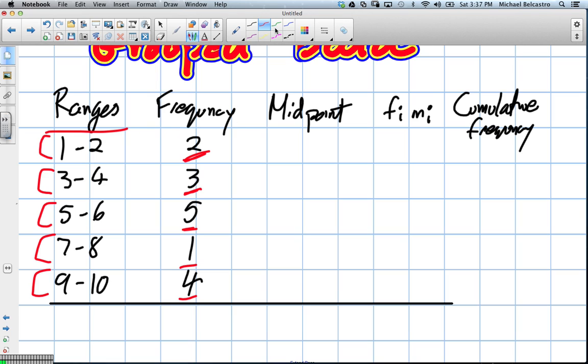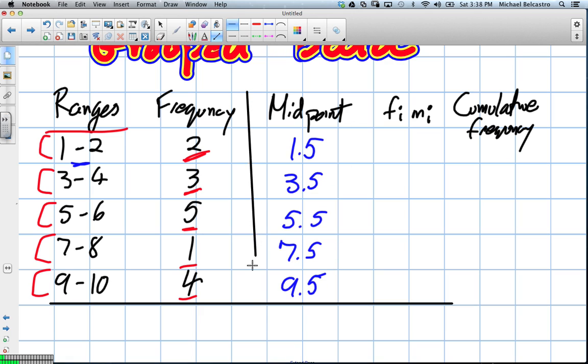We find the midpoint of all the ranges. The midpoint of the first range would be 1.5. The midpoint of the second range would be 3.5. The third range is 5.5, then 7.5 and 9.5. Okay, so that's another part of our chart. So let's kind of just make this simpler.